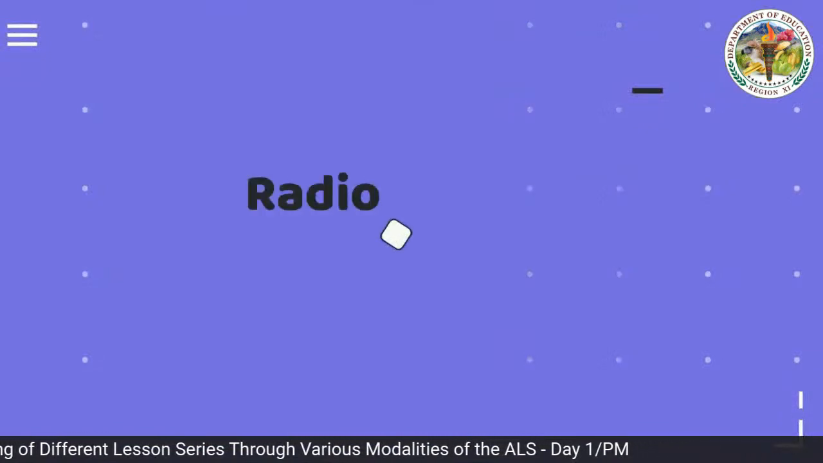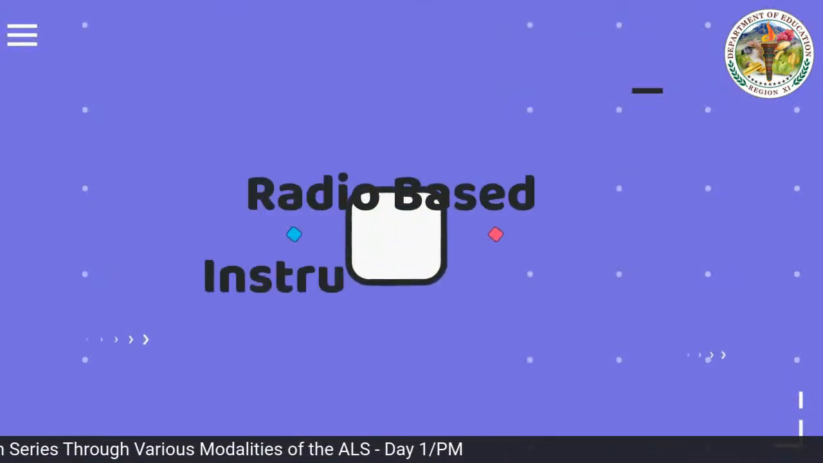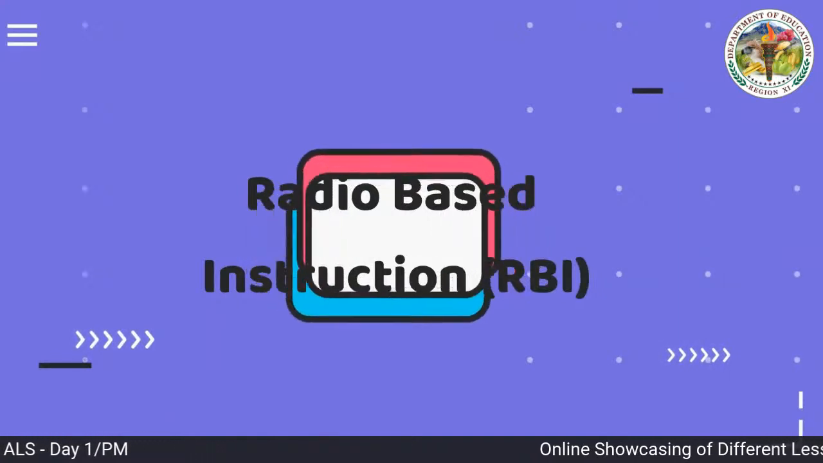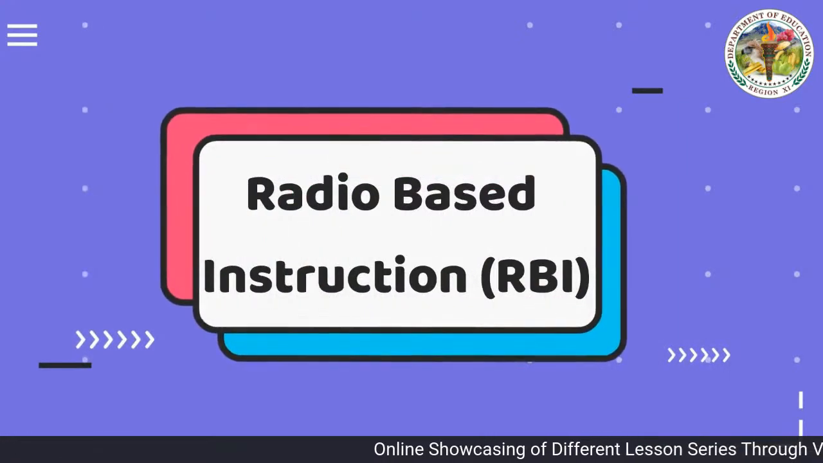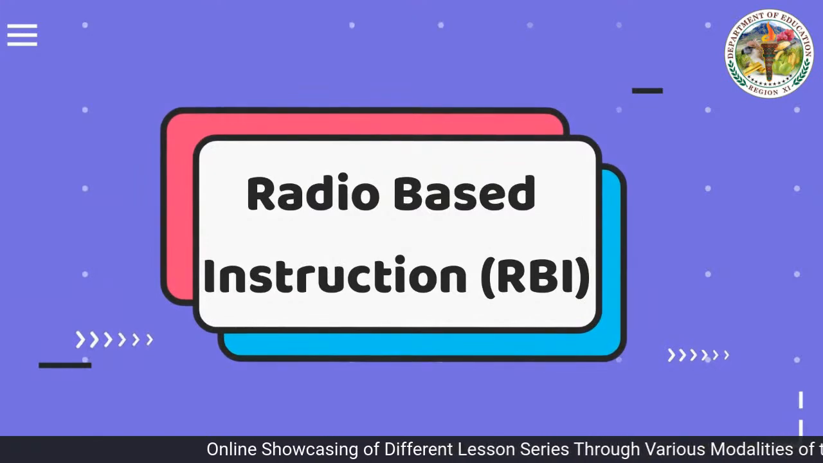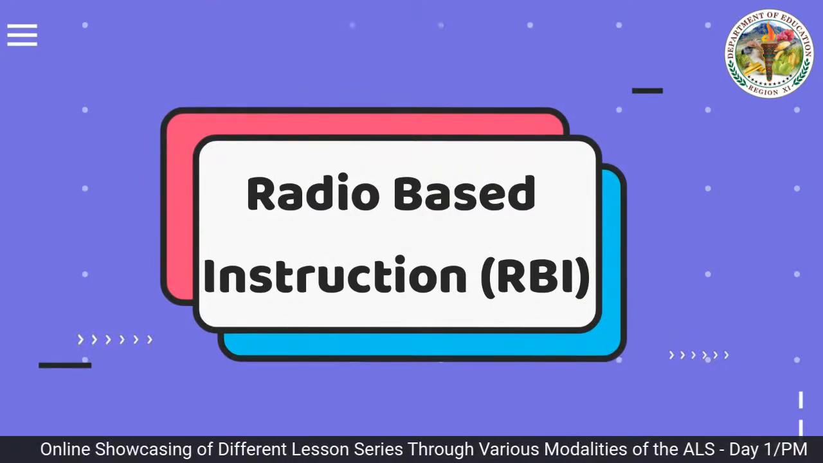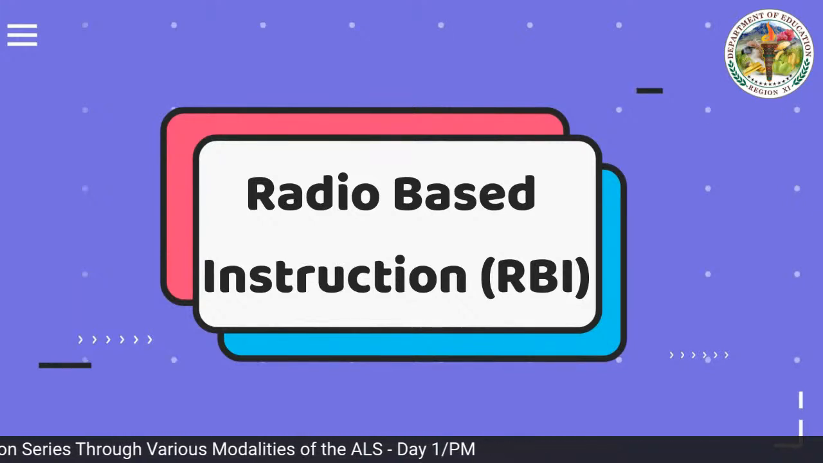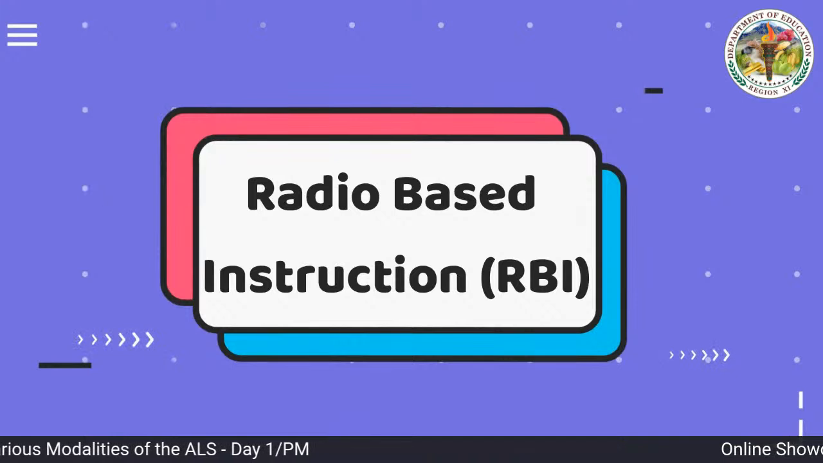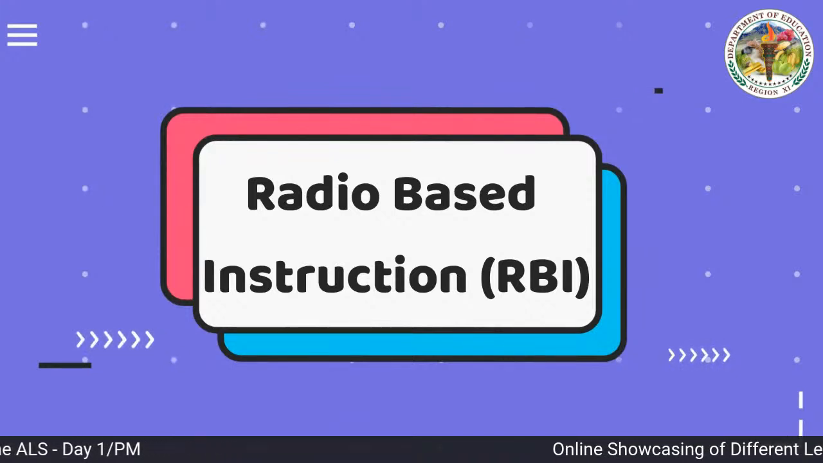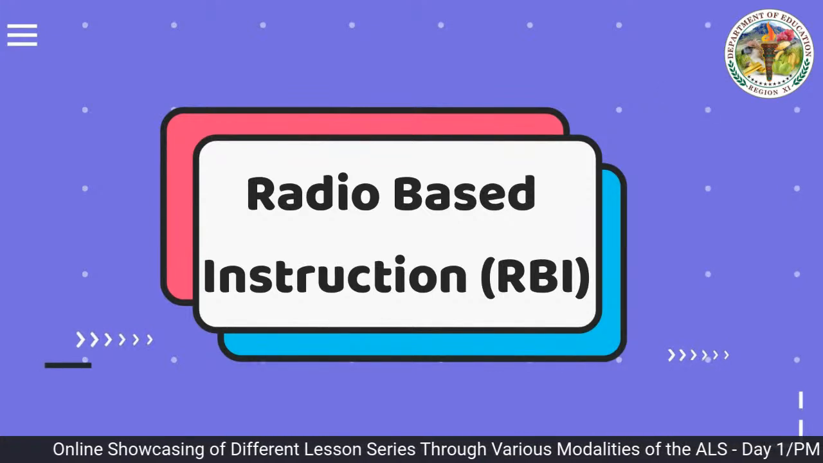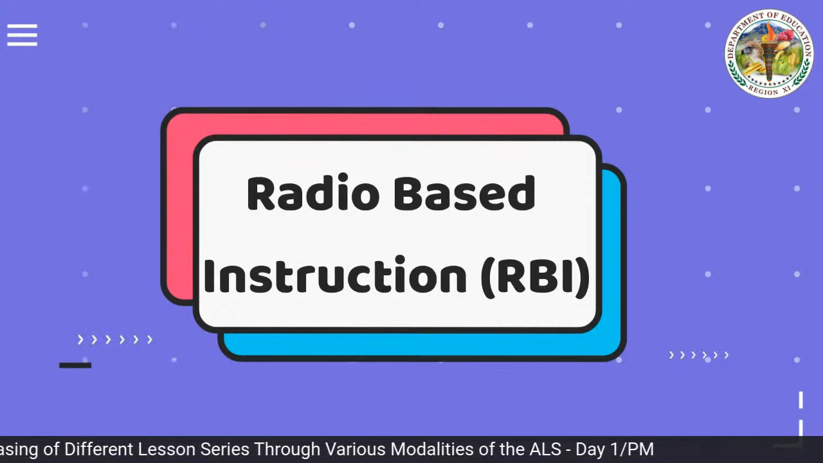What is the radio-based instruction modules? The radio-based instruction, or the RBI program, is an alternative learning delivery mode using radio broadcast to deliver the ALS programs. As a form of distance learning, it is able to expand access to education by bringing it to where the learners are. It aims to provide learning opportunities to listeners and enable them to acquire equivalency in basic education through the broadcast of lessons.